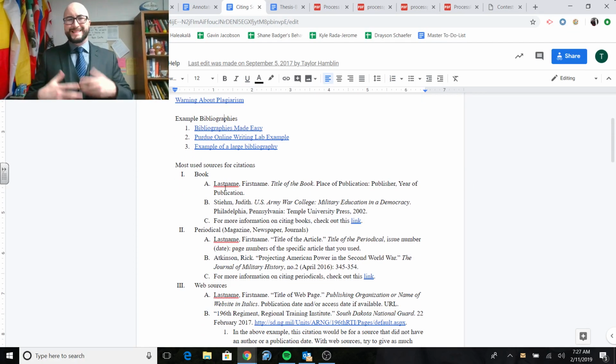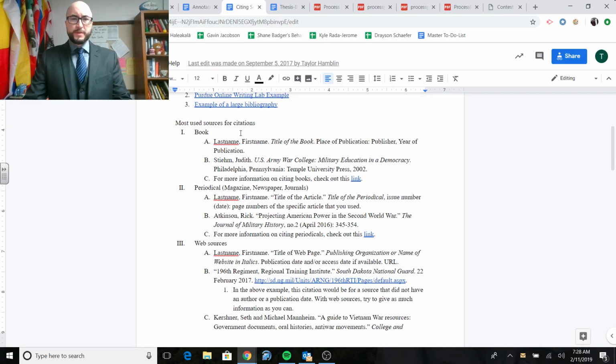Here's what we need to do. We need to actually create citations, we call them. Citations are just our references. It helps other researchers find out where we got our stuff. They're very important because they help us understand where to find our info. So this is right here, most used sources for citations.